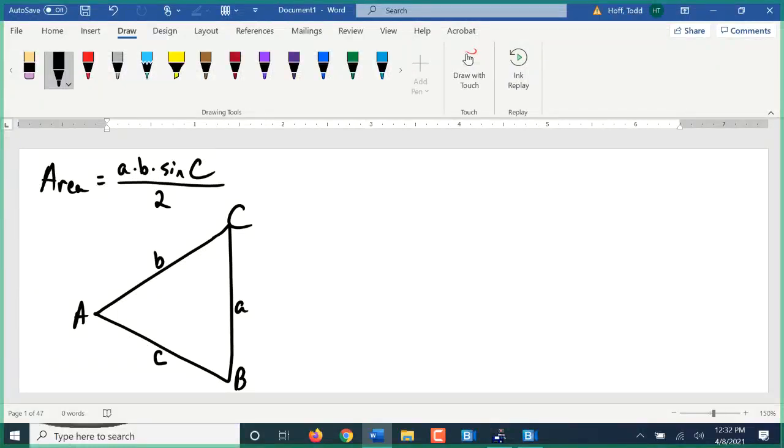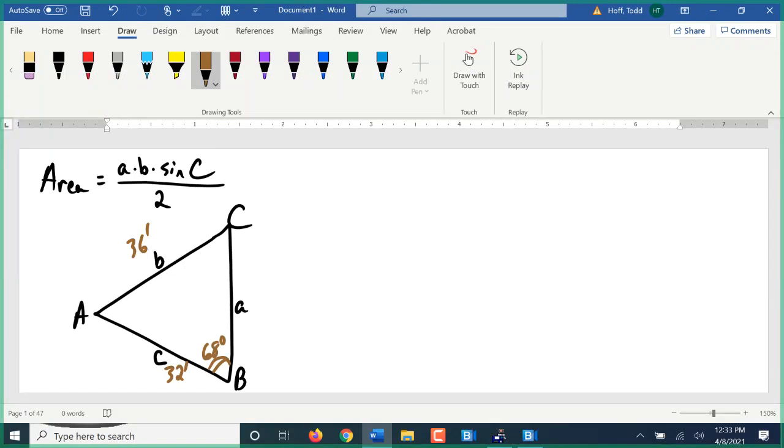Obviously, it doesn't have to be sides A and B. It just has to be any two sides and the angle in between. So in this case here, if we are given that side B is 36 feet and that side C is 32 feet and that angle B over here is 68 degrees.